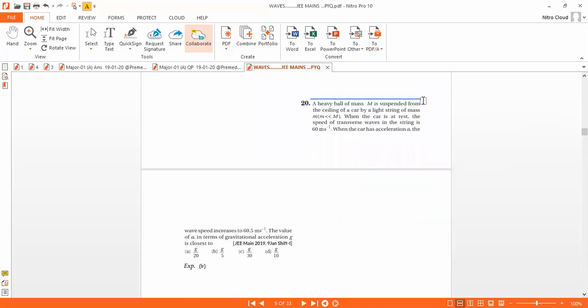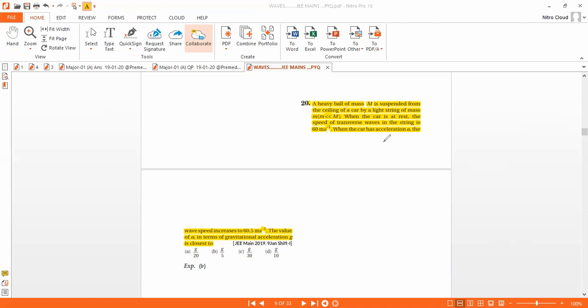A heavy ball of mass M is suspended from a ceiling of a car by a light string of mass small m. When the car is at rest, the speed of transverse wave is 60. When the car has an acceleration, the wave speed changes. We need to find the acceleration. Firstly, a heavy ball of mass capital M is suspended from the ceiling of a car.